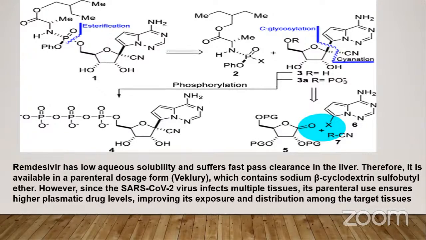Remdesivir has a low aqueous solubility and suffers fast first-pass clearance in the liver. Therefore, it is available in the parenteral dosage form, which contains sodium beta-cyclodextrin sulfobutyl ether. However, since the SARS-CoV-2 virus infects multiple tissues, its parenteral use ensures higher plasmatic drug levels, improving its exposure and distribution among the target tissues.